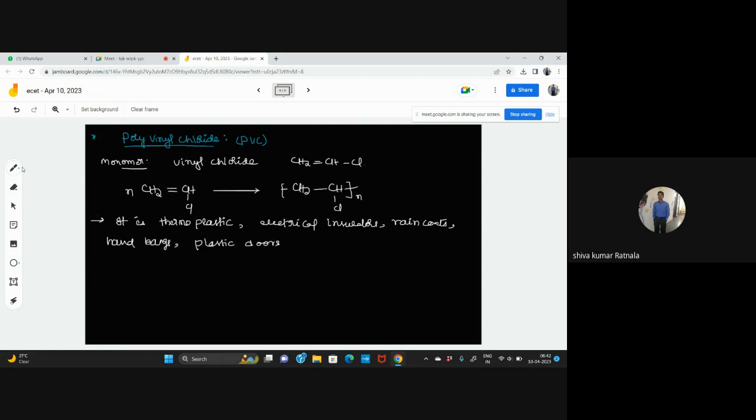Okay, next one, the last polymer, is polyacrylonitrile.